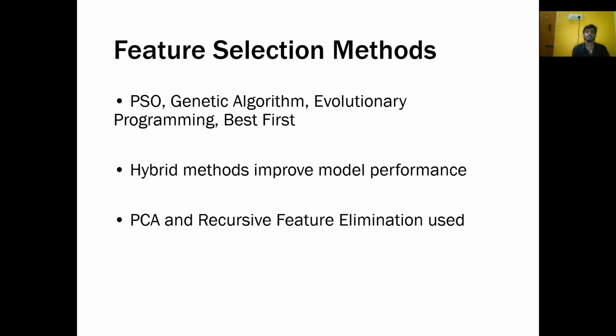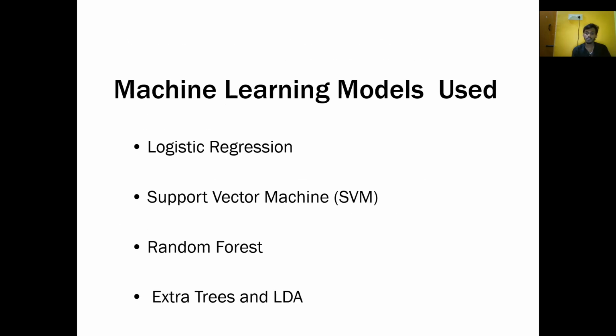Feature selection methods. We explore various feature selection techniques to identify the most relevant features for classification. Those are PSO, genetic algorithm, evolutionary programming, best first. Hybrid methods improve the model performance: PCA and recursive feature elimination.